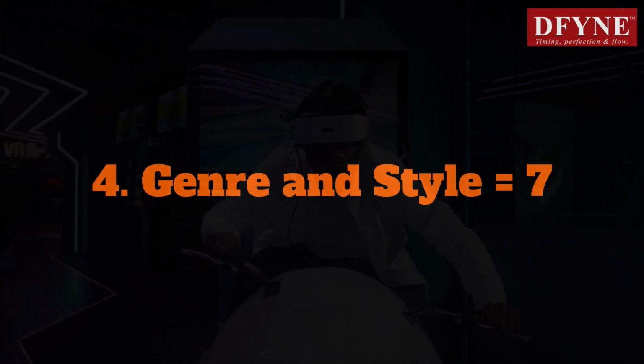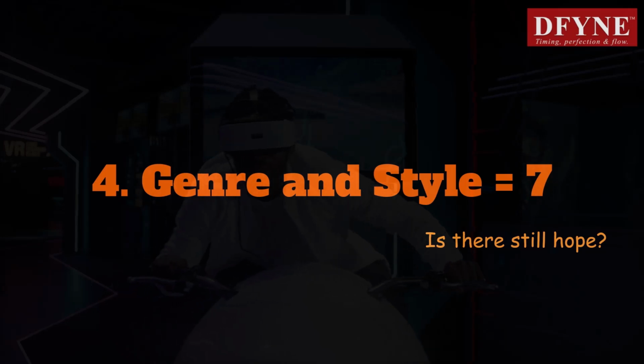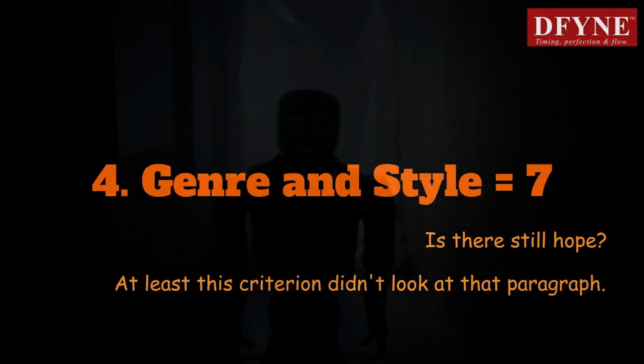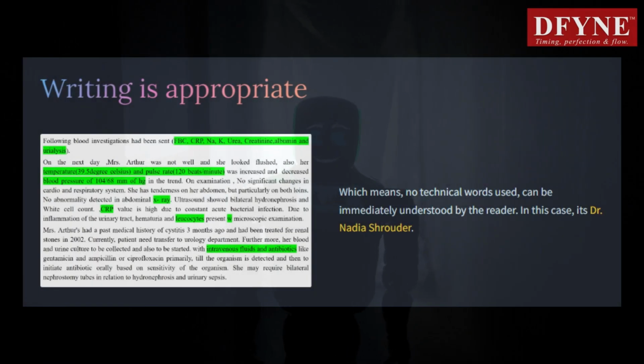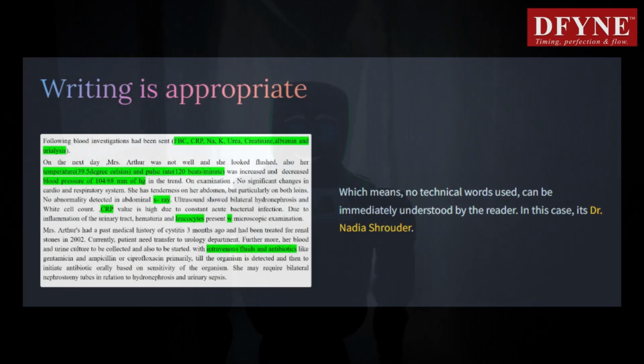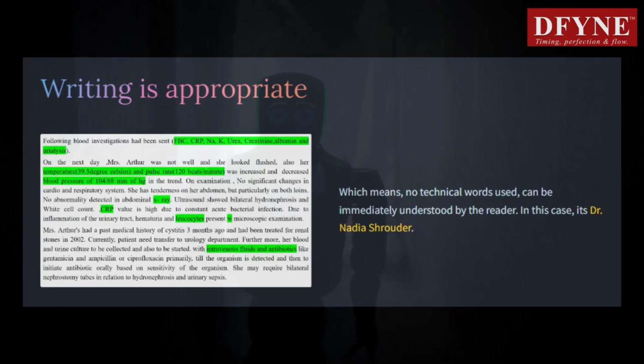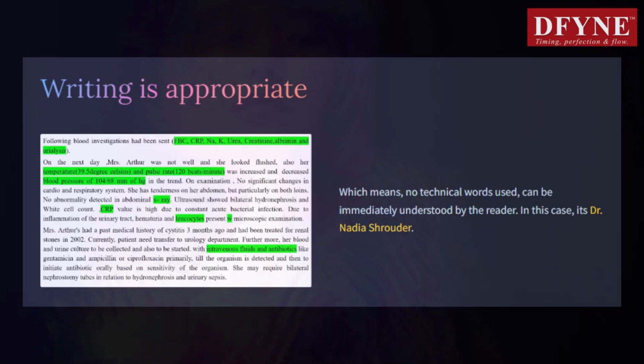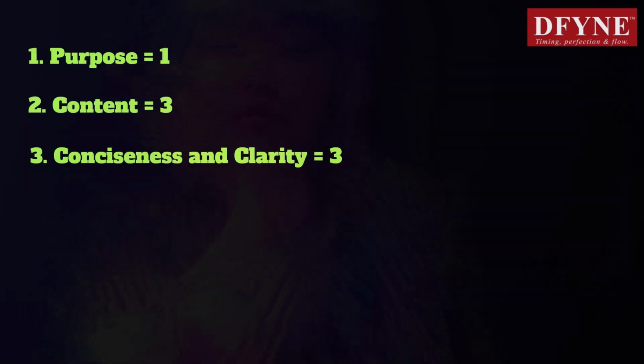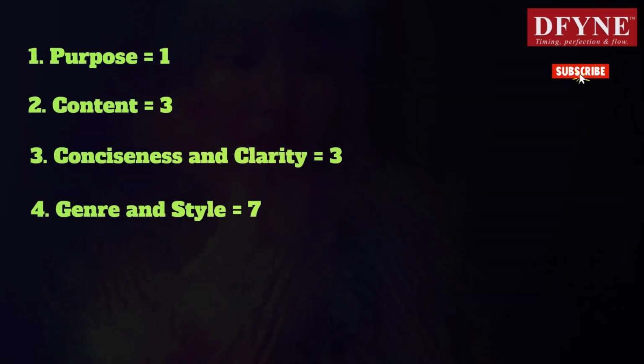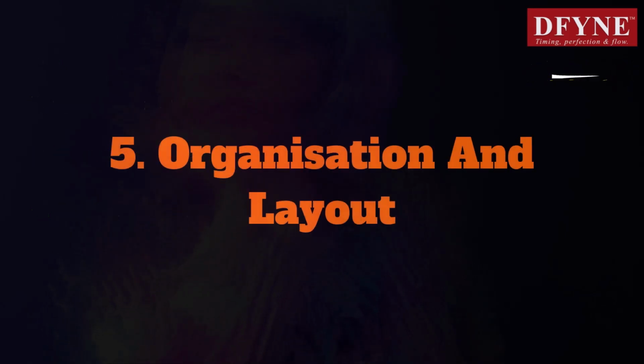Genre and style. The writing is clinical and factual, appropriate to the genre and reader. Technical language and abbreviations are used correctly. However, CRP should be spelled out when first mentioned: C-reactive protein, CRP. The candidate's letter scores a 7 in this criterion, the highest score.